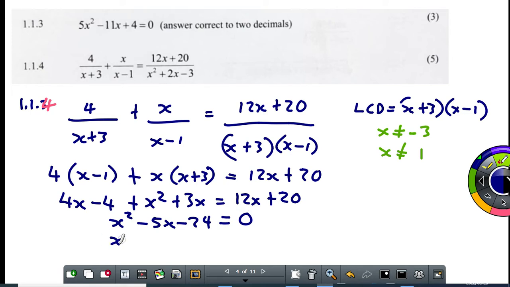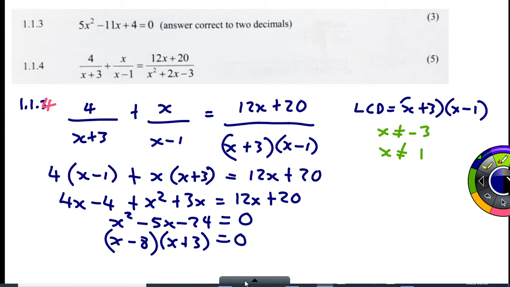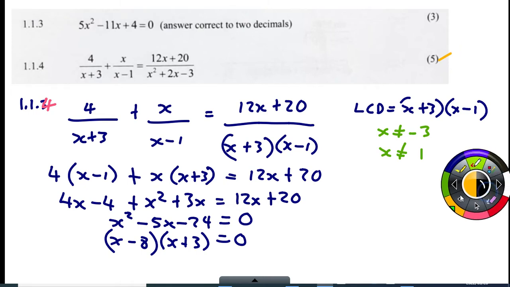So this will be x minus 8 times x plus 3, that's equal to 0. Now, be aware that this question has got 5 marks. So already, you should get a mark here. Then another mark should be here for the standard form.